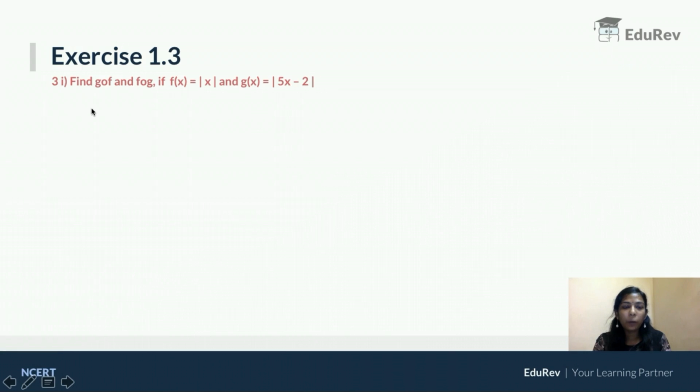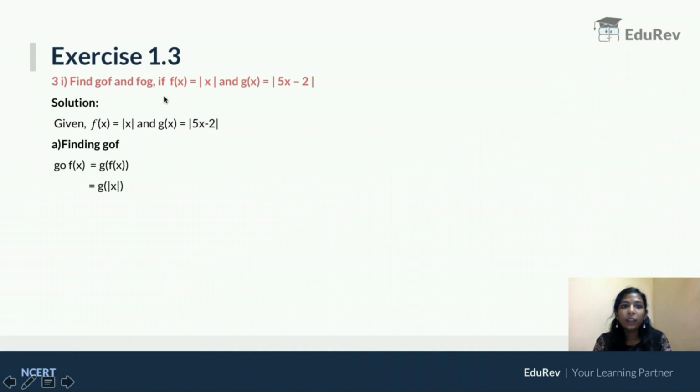From exercise 1.3, third question. Find g circle f and f circle g if f of x is equal to mod x and g of x is equal to mod of 5x minus 2. I am finding g circle f. What is g circle f of x? g of f of x. That is g of mod x. What is g of mod x? Mod of 5 mod x minus 2.